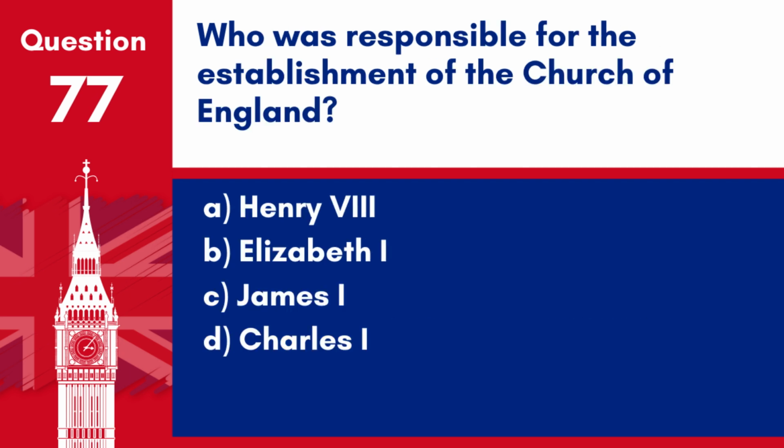Question 77. Who was responsible for the establishment of the Church of England? A. Henry VIII. B. Elizabeth I. C. James I. D. Charles I. Answer A. Henry VIII. King Henry VIII established the Church of England in 1534, primarily to secure an annulment of his marriage to Catherine of Aragon.